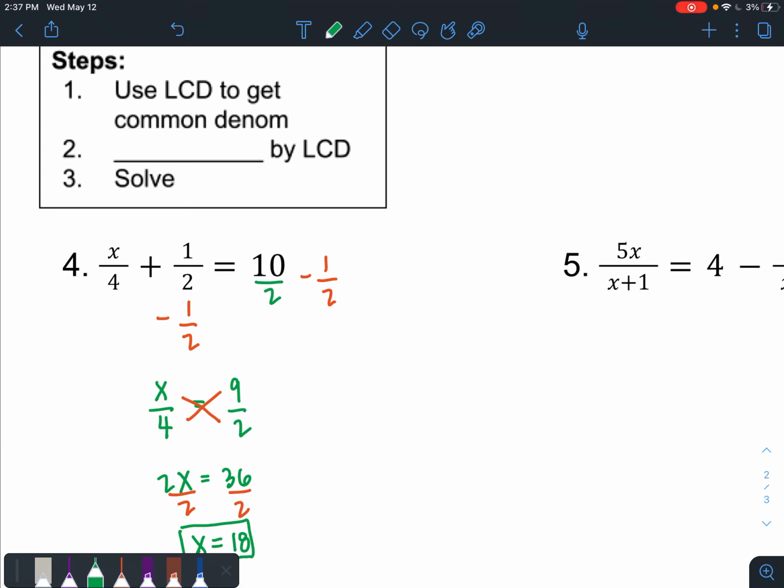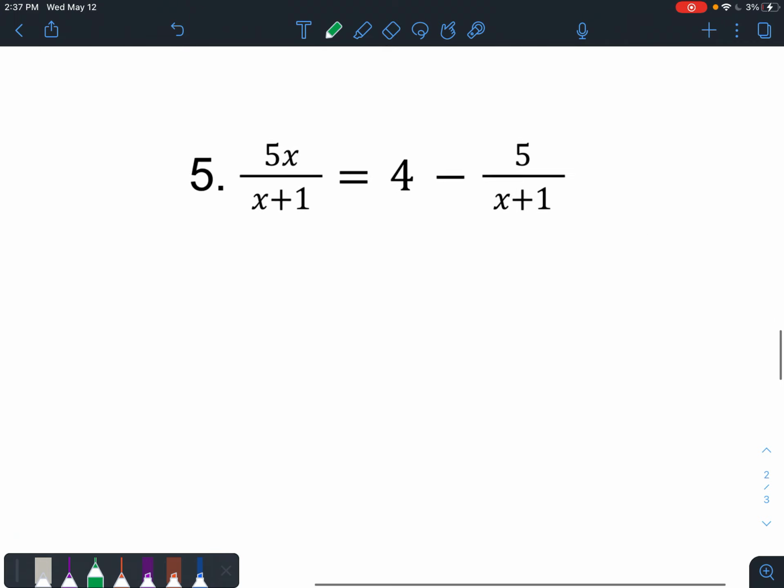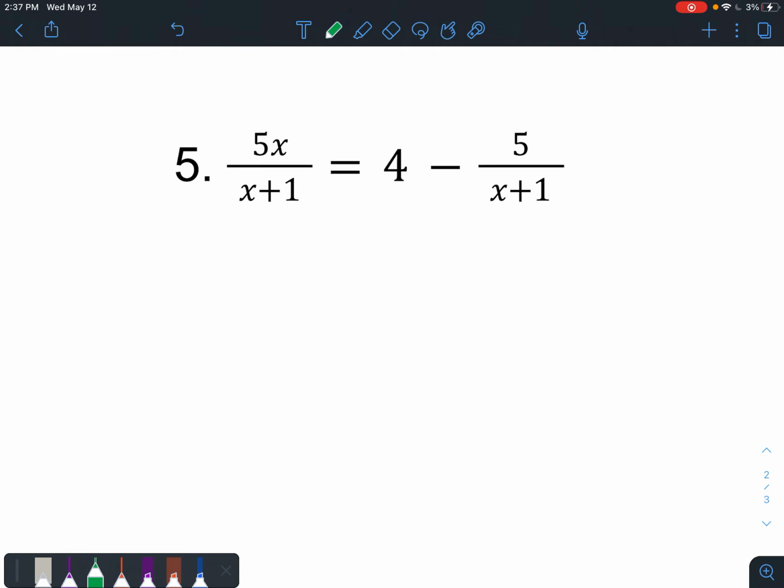So we can use the least common denominator. That wasn't a really great example, but now we're going to use our least common denominator to get the common denominator. Then we are going to multiply by that least common denominator and solve.